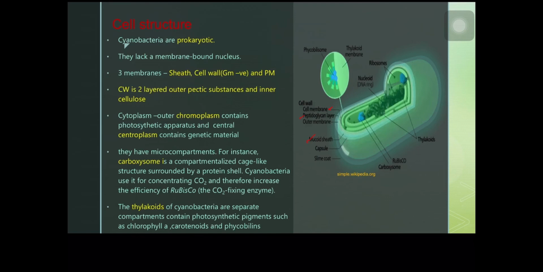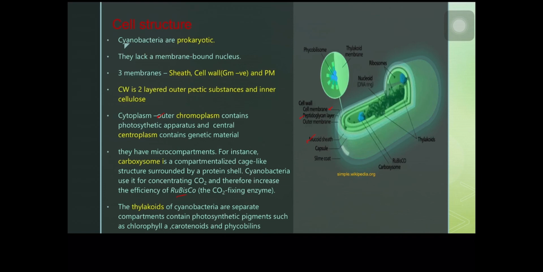The cytoplasm lacks membrane bound organelles like chloroplast, mitochondria, endoplasmic reticulum and Golgi complex. It contains two regions, the outer chromoplasm and the central centroplasm. The chromoplasm is rich with photosynthetic apparatus and cyanophycean granules, so it is colored, whereas the centroplasm contains the DNA, the genetic material. Along with this, micro compartment like structures called carboxysomes are present. They are helpful for the fixation of carbon dioxide from the atmosphere, and they have the enzyme RuBisCO, which is involved in the fixation of carbon dioxide in the Calvin cycle.